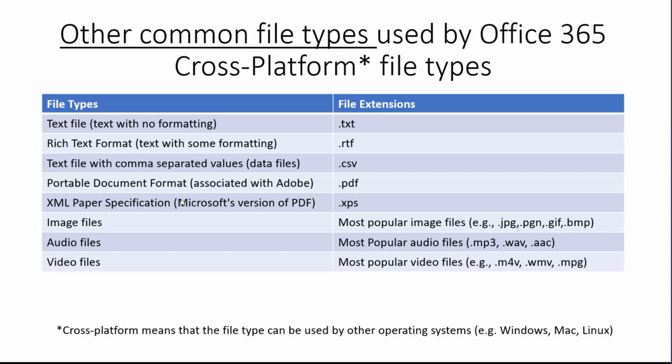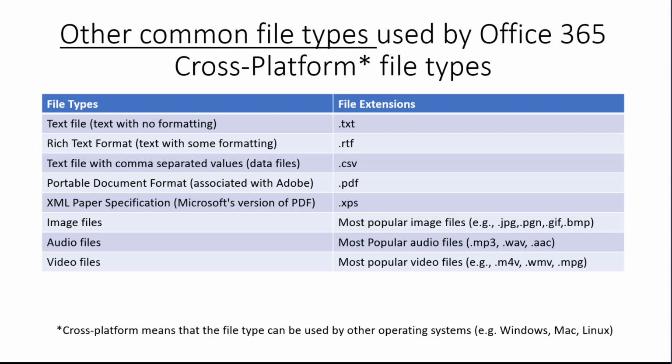Now, there are some other common file types that are used by Office 365. We sometimes refer to these as cross-platform file types, and that's not true across the board in every single case, but generally the file types that you see here can be used by any operating system like Windows or Mac or Linux. The first three of these that are listed here in this table are all files that are presenting just text. If you open the document, you're going to see just text contained in that document.